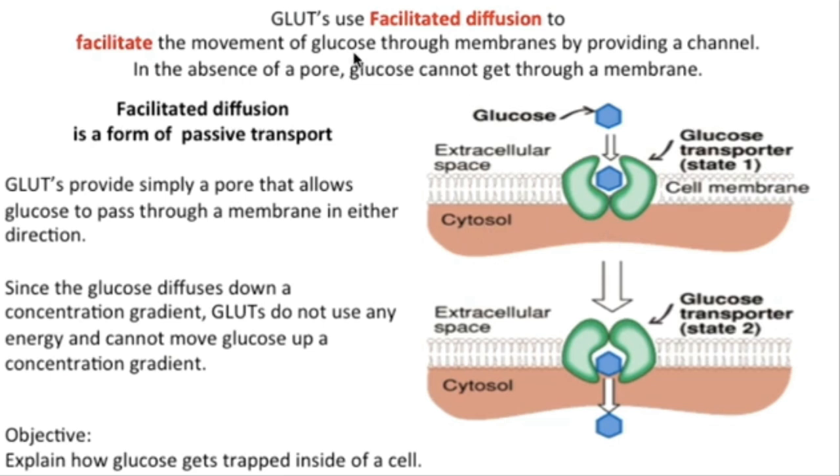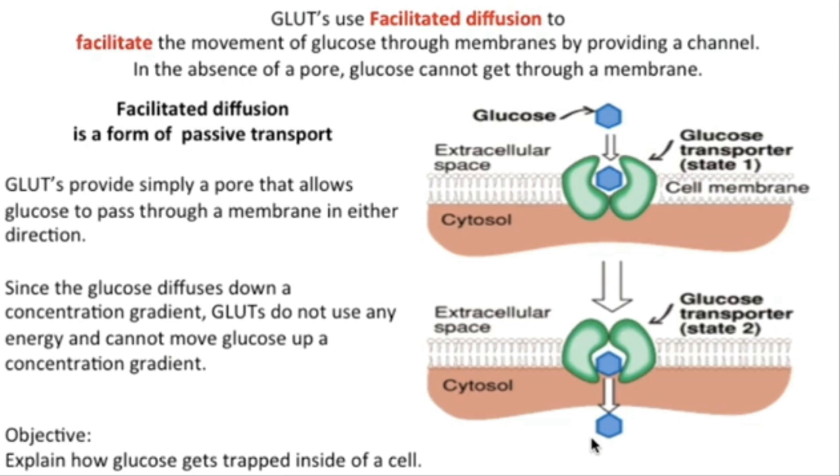So to facilitate random diffusion and not require any energy, there's an opening that glucose can go into or out of. And we can't select which direction it goes other than through concentration. You go from a high concentration gradient on the outside of the cell to a low concentration gradient on the inside, and that's why glucose keeps coming into cells.